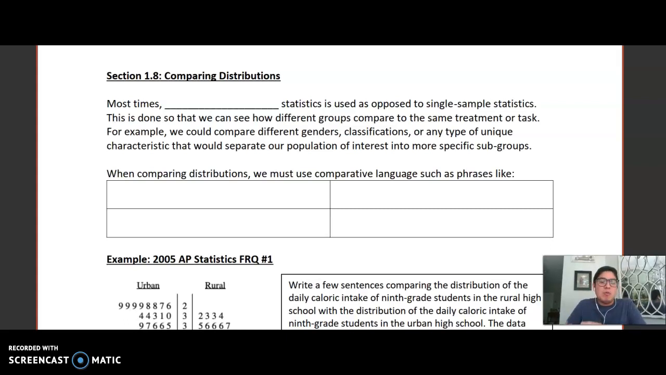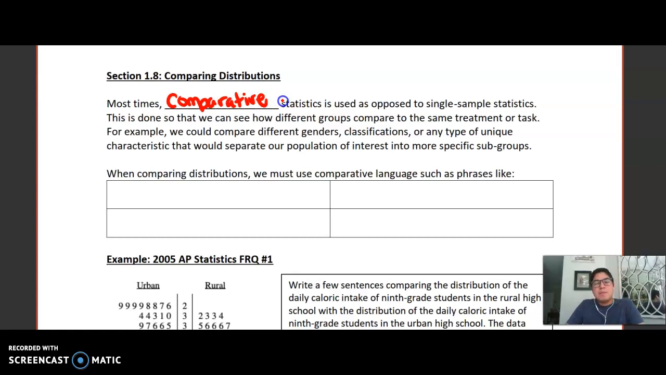So we've been looking at one sample statistics. But most times comparative statistics are used as opposed to that single sample because you're wanting to compare what works and what doesn't work. Now, this is done so that we can see how different groups compare to the same treatment or the same task. For example, we could compare different gender identities, classifications, or any type of unique characteristic that would separate our population of interest into more specific subgroups.